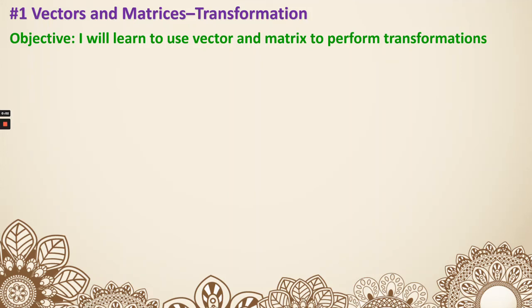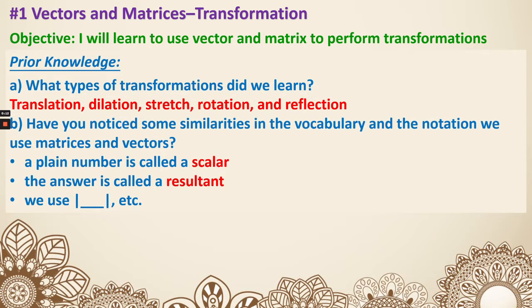Today we are going to talk about the second to last lesson in this unit, where we will combine vectors and matrices together to perform some transformations. First, let's review what kind of transformation we have learned. We have learned about translation, dilation, stretch, rotation, and reflection. And in this lesson, we are going to work with dilation, rotation, and reflection.